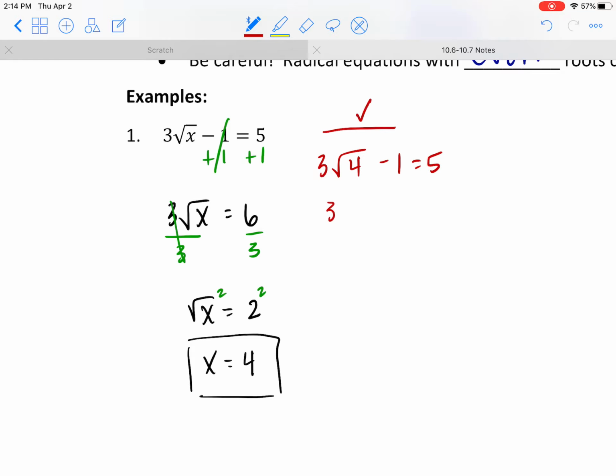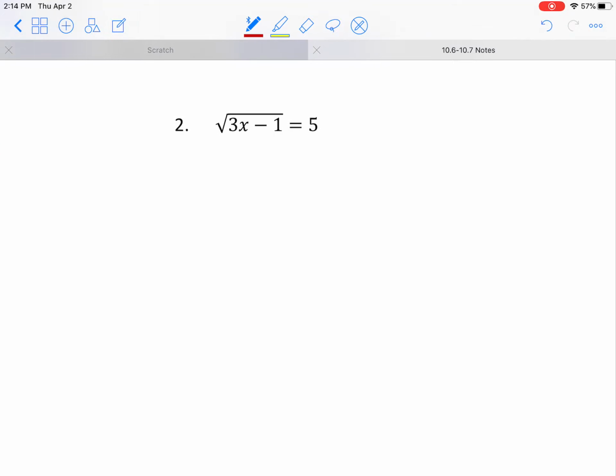You can do this in your head, but just so you can see, if you wanted to check your work, plug the 4 back in. If I put in 4 for x, does this make a true statement? Well, the square root of 4 is 2, and 3 times 2 is 6, and 6 minus 1 is definitely 5. So if you end up with that true statement, you verify that that is the correct solution. Okay, and that can be done in your head. I just wanted to show you on paper.